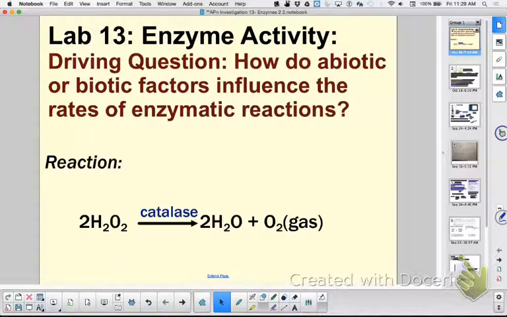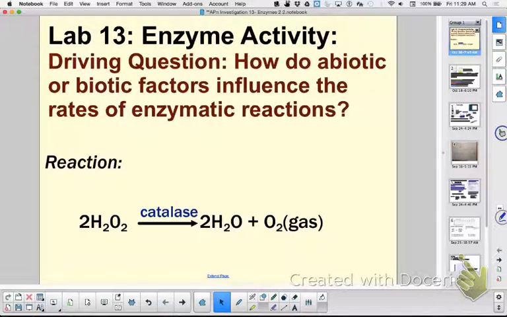Heat. Temperature. pH. What else? Amount of substrate. Amount of enzyme. Cofactors. Inhibitors. Good. All of these things can affect enzyme activity. I am making that claim.